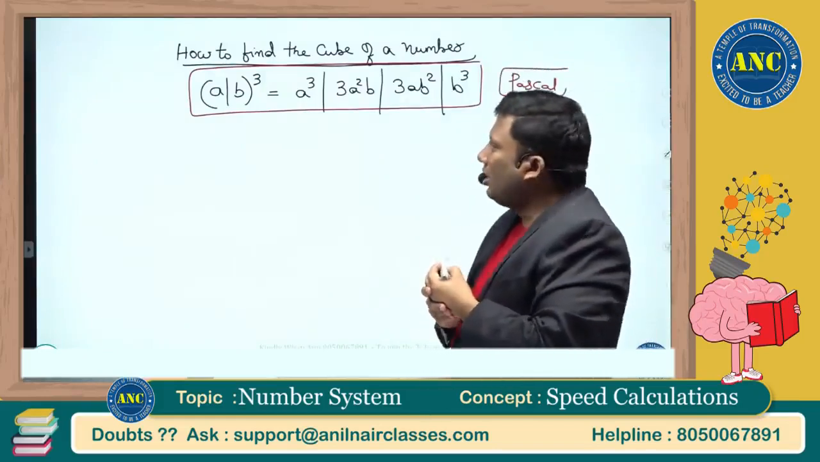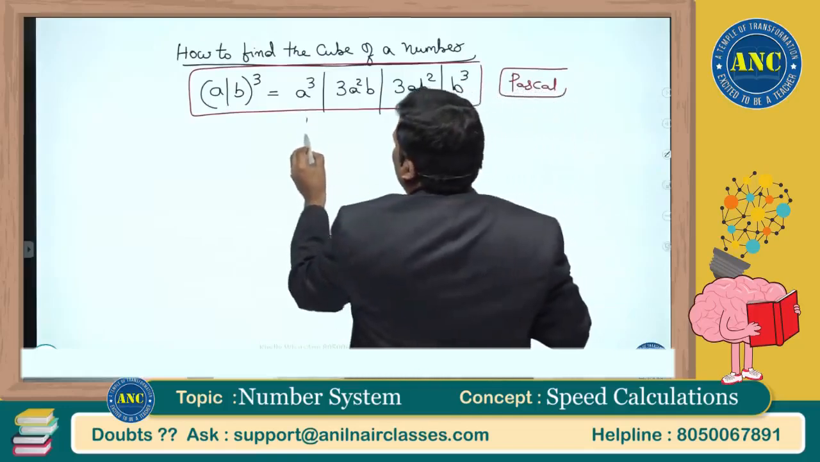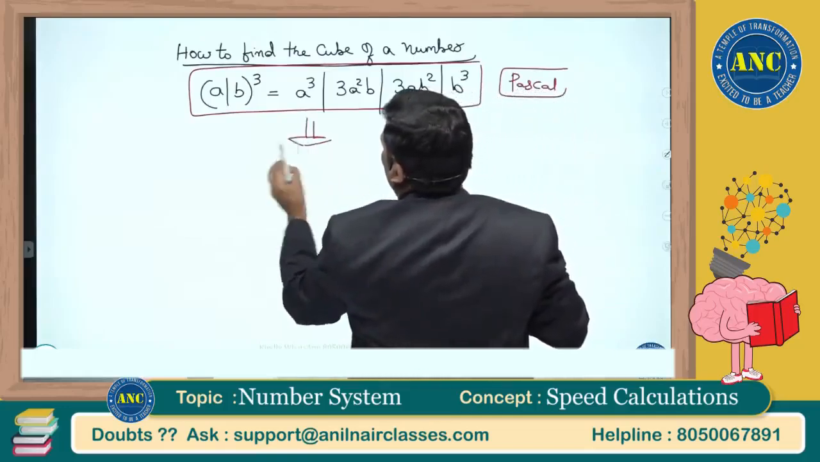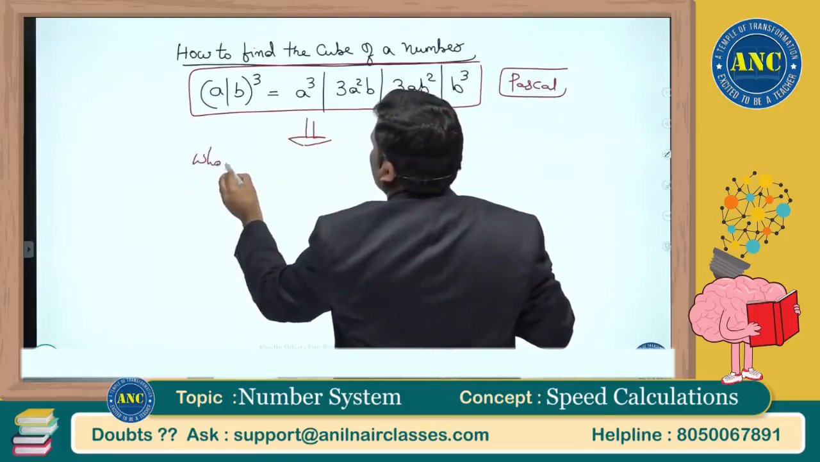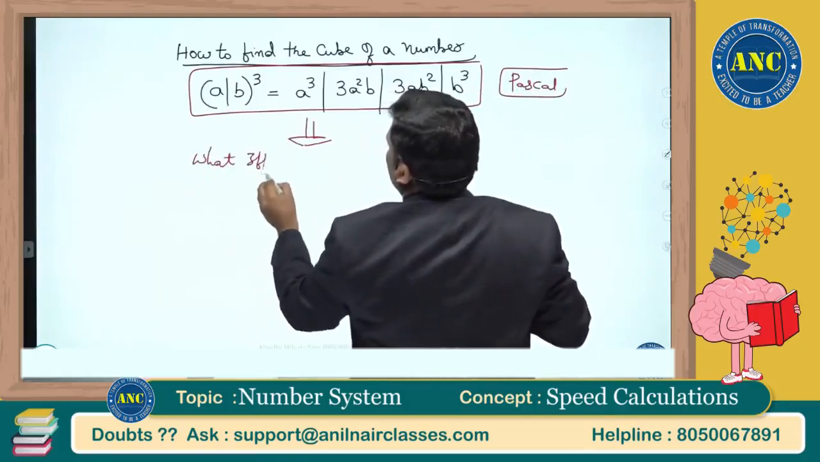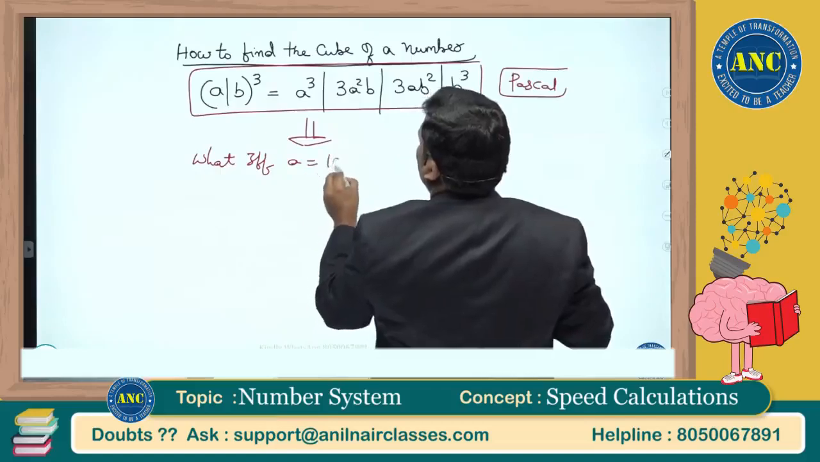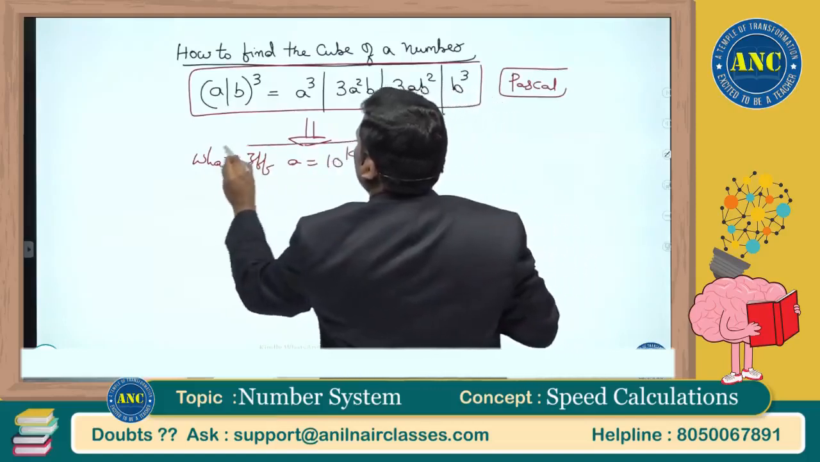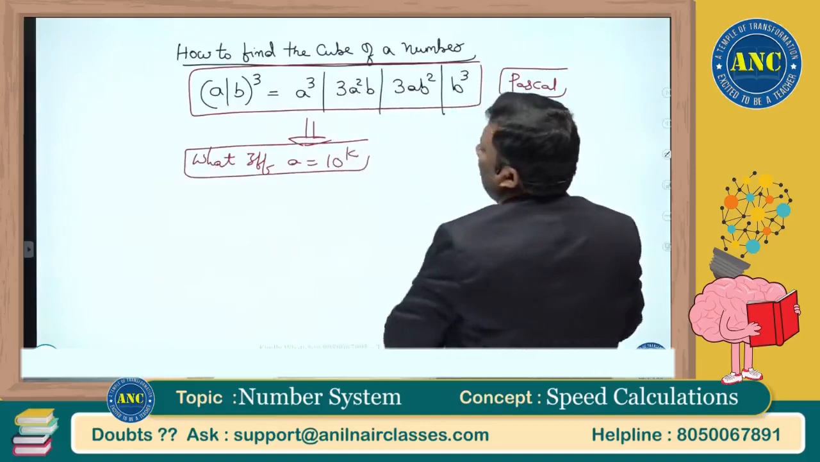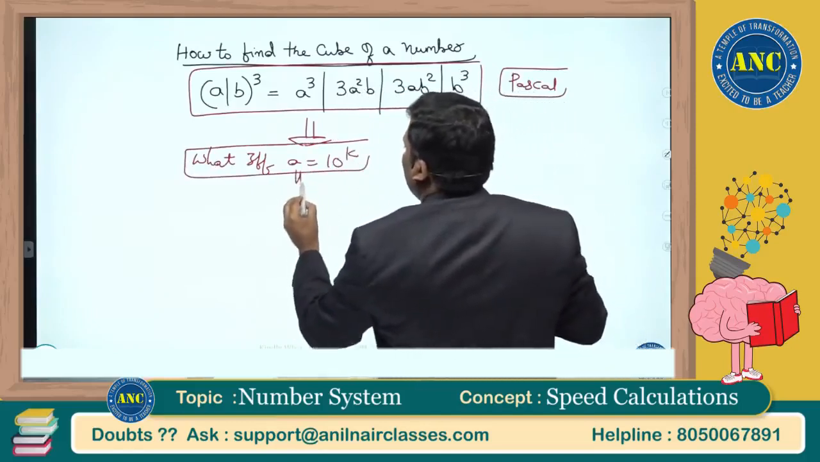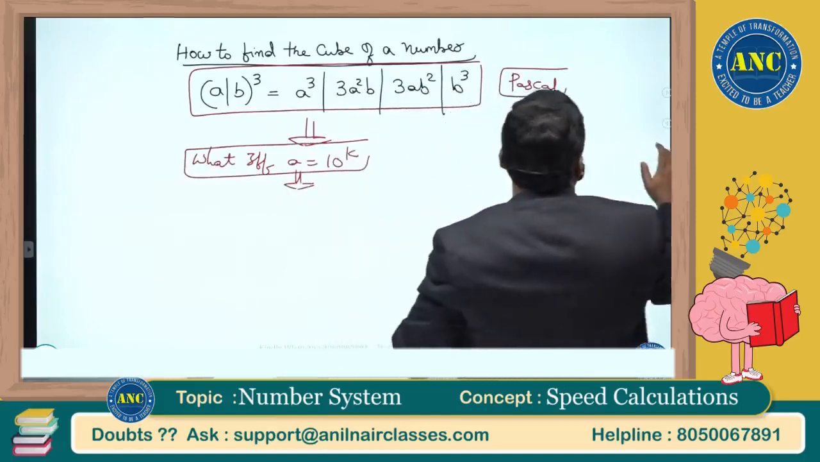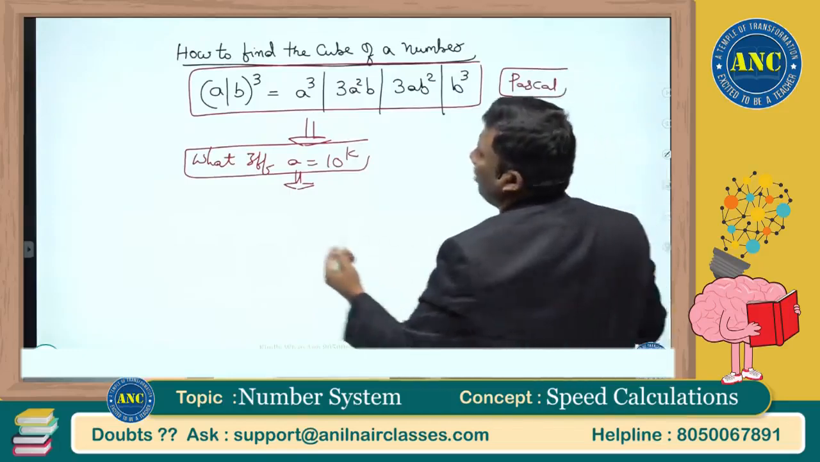How to find the cube of a number? Same thing for this, but there is a what-if. Please write down this concept. What if a is 10 power k? If a is nearer to 10 power k, a very important logic will come into the picture.